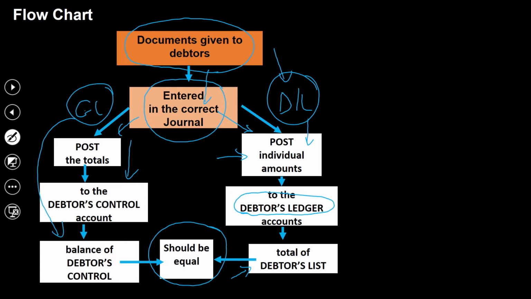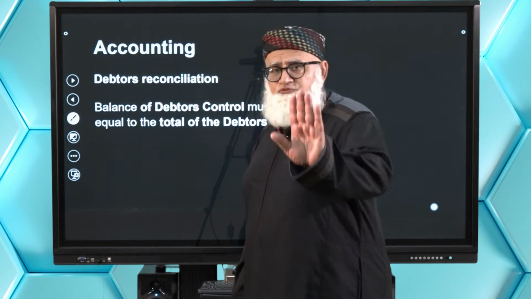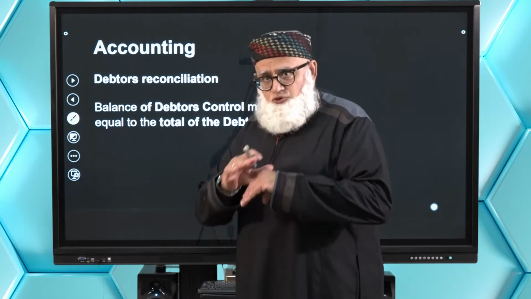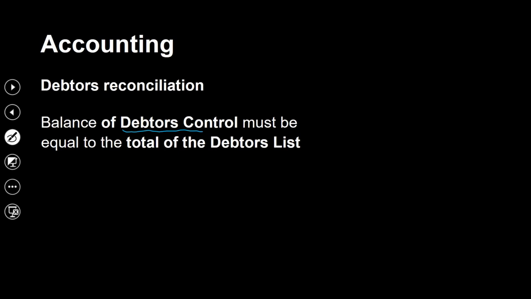Okay. So now, what have we said so far? To summarize it, we say that the balance of your debtors control must be equal to the list of your debtors, or the debtors list that you extract from your debtors ledger. So the control account must agree.